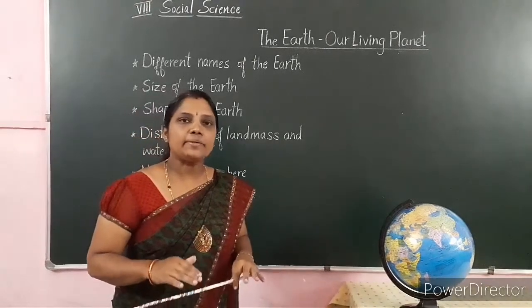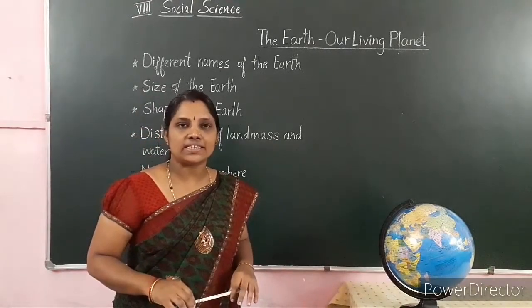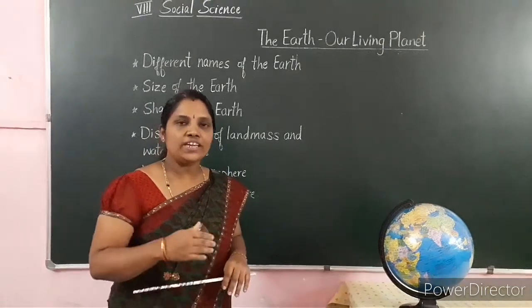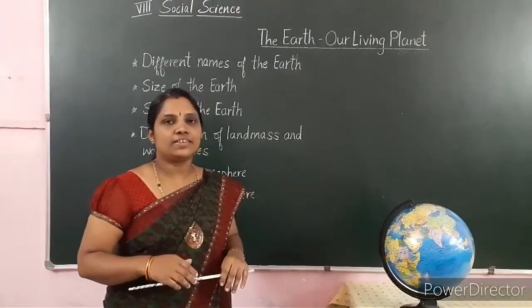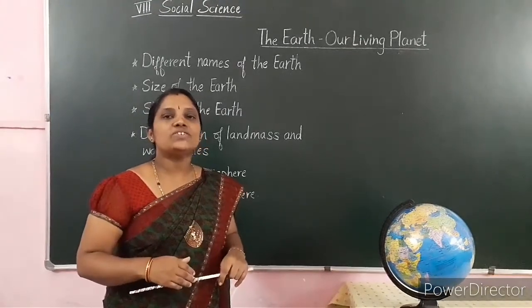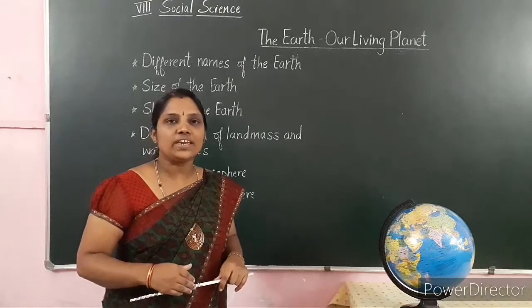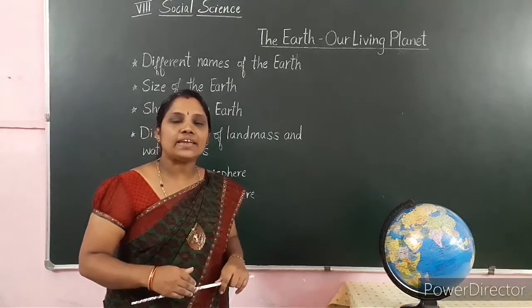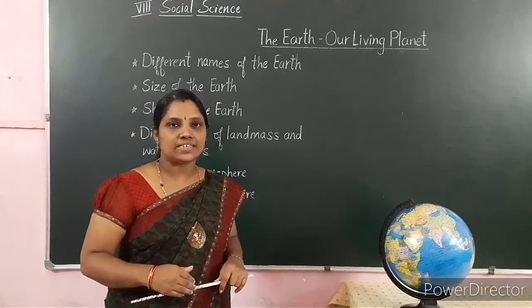There are 8 planets in the solar system. First one is Mercury, Venus, Earth, Mars, Jupiter, Saturn, Uranus, Neptune.